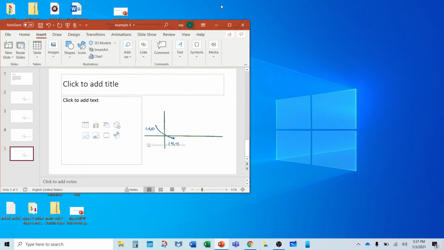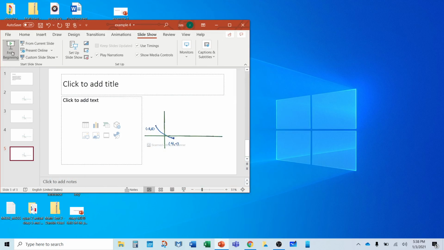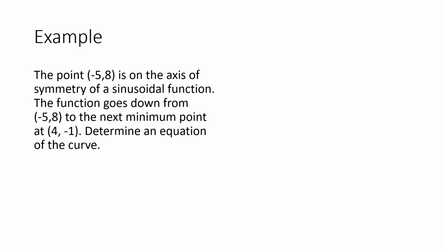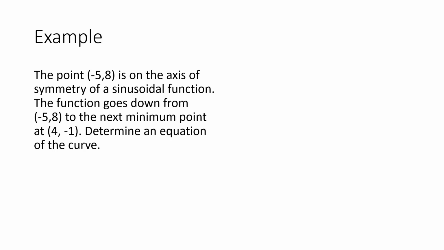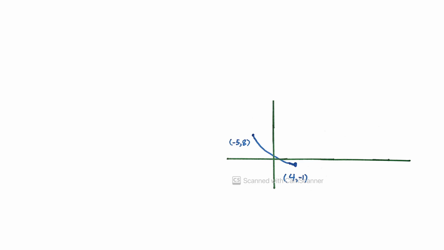In this example, we're going to determine the equation of a periodic function given certain information about the function. We're told that we have a point on the axis of symmetry and we know the next minimum point. So graphing that, this is what we've got. We have (-5, 8) on the axis of symmetry, and the next minimum point is at (4, -1). So our curve looks like this.